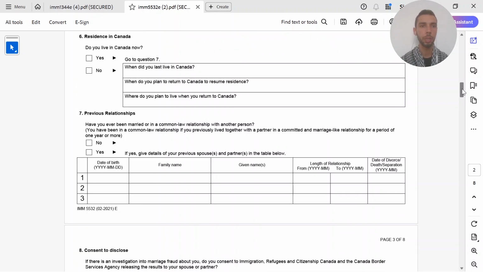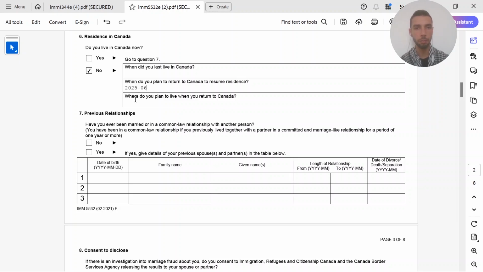Okay. Here we come to the residence in Canada. Do you live in Canada now? That's a no. And you have to enter when you last lived in Canada. When do you plan to return to Canada to resume residence? This I usually tell my clients to put 12 to 15 months after the application because roughly the family class application takes 13 months. So let's say we are in April 2024. We're going to say that we're going to go back to Canada 13 months after, so June 2025.